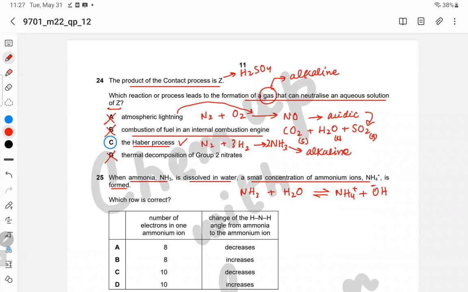Okay, if we talk about the thermal decomposition in question number 24, Ibrahim. So, thermal decomposition of group 2 nitrates. When it's a thermal decomposition of group 2 nitrates, we will get a metal oxide, right? We will get nitrogen dioxide and oxygen, half a mole of oxygen and 2 moles of nitrogen dioxide, and nitrogen dioxide is also an acidic gas, so that's why. And Z is acid, so the gas that formed must be a base. Okay, now which row is correct?